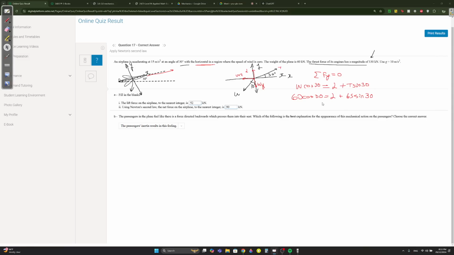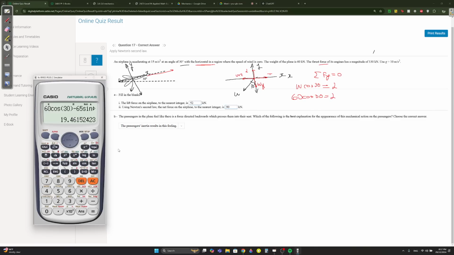Let's subtract now, so take 65 sine 30 to the other side. Okay, never mind. It turns out that the thrust force is a horizontal force. Yes, the thrust force is a horizontal force. Wow. Okay, this mechanics quiz is really hard. I hate mechanics. Anyway, is it in red? Yes. Okay, so thrust is to the right. So obviously we're going to remove this. So L is just going to be equal to 60 cosine 30, so it's going to be 52 kilonewton.